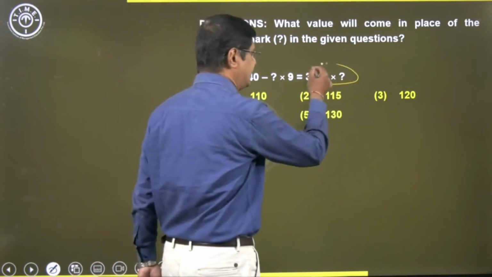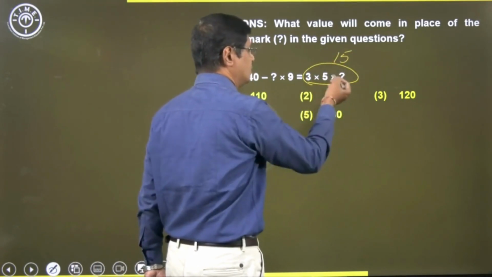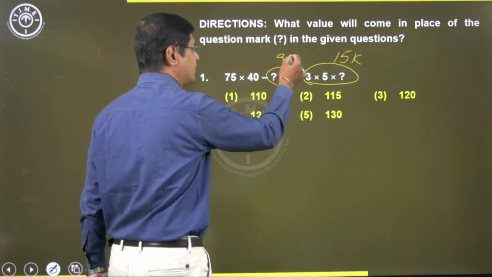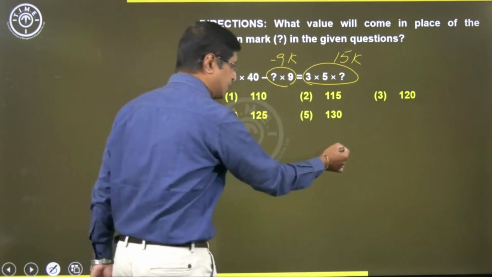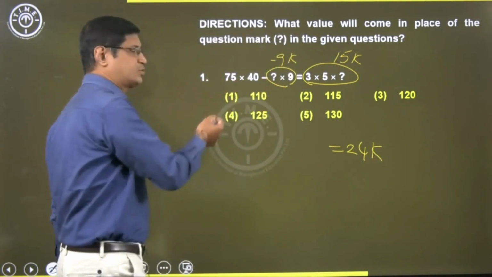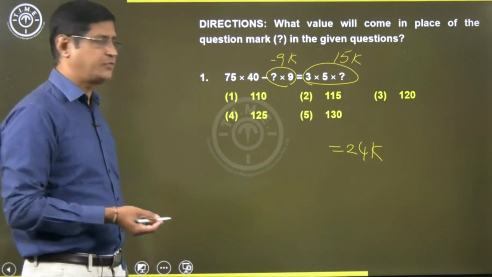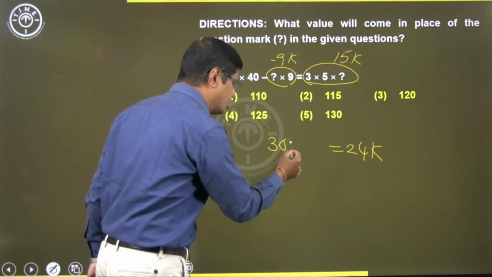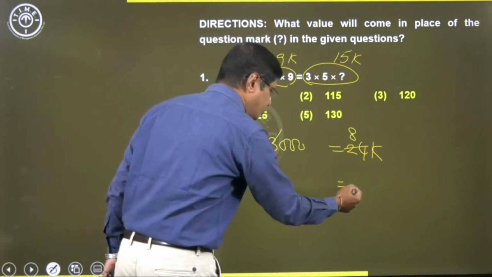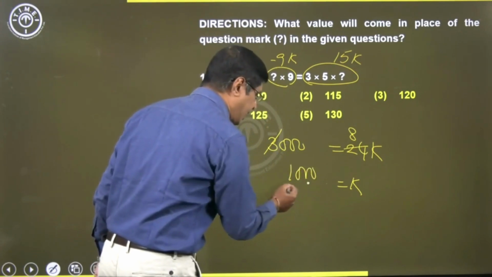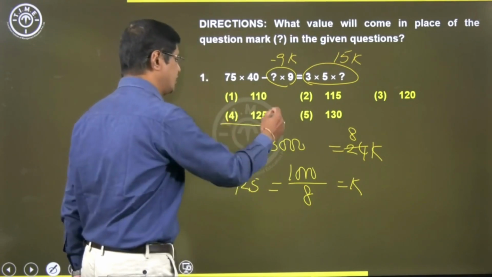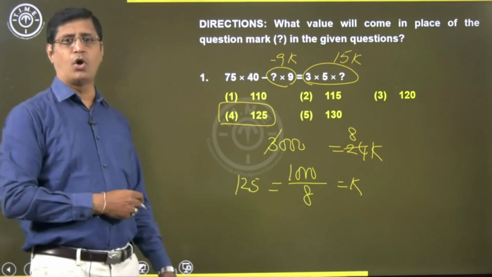On the right hand side, 3 into 5 means 15. Question mark, I am taking here as k. What about this one? 9 into k. Minus 9k, when you take it to the other side, becomes positive. So 24k is equal to 4 times of 75. 4 times of 75 is 300, and 0 is there, so 3000. Now 3 goes exactly 8 times in 24. The value of k is equal to 1000 by 8. 1000 by 8 is equal to 125. The right choice for this question is option 4.